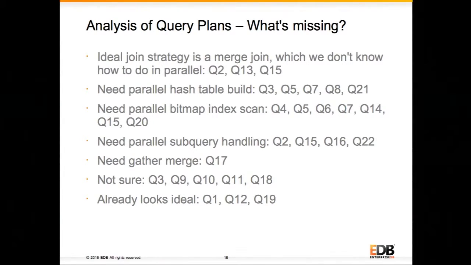How many cores did the IBM system have? It's 16 cores, 64 hardware threads.